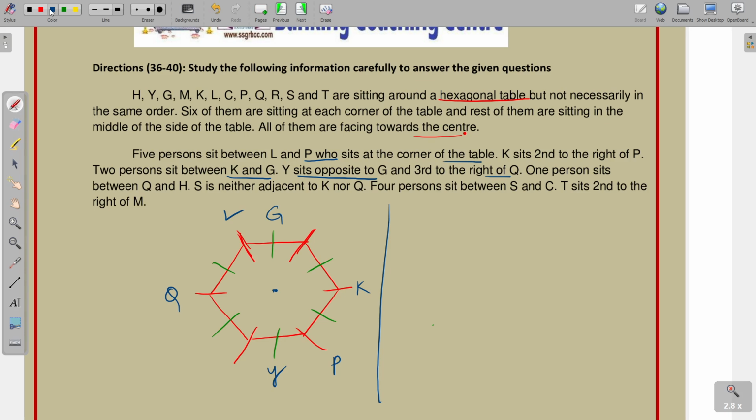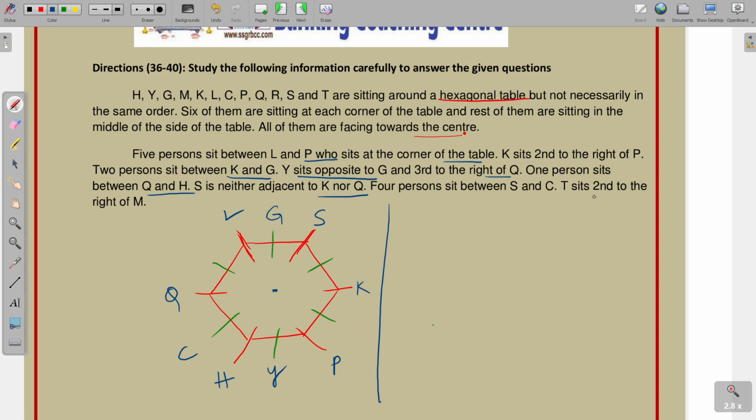Next, one person sits between Q and H. Between Q and H, one person is there. Next, S is neither adjacent to K nor Q. So S cannot be in these 2 places, and K is here, so not here either. Only one place is left, that is here. 4 persons sit between S and C. So between S and C there are 4 persons.